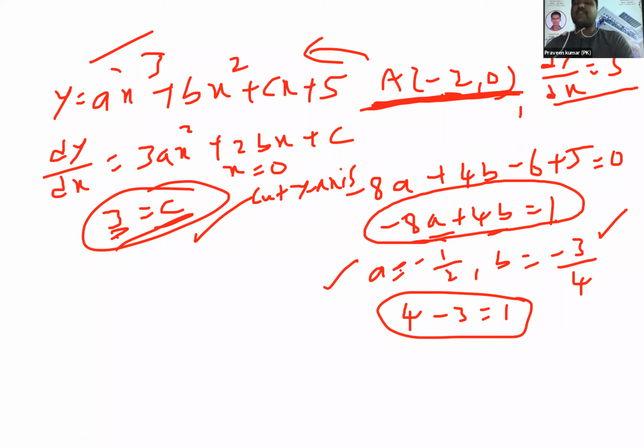Now, in the given equation, in place of x substitute -2. Then (-2) whole cube is -8a, (-2) whole square gives plus 4b, c is given 3, x is given -2, 3 times -2 is -6, plus 5 equals 0. -6 plus 5 is -1. Transfer to the right hand side, +1. Now go to the answer options. In place of a and b, substitute the values, which is equal to 1. That is the answer. So a is -1/2, b is -3/4, and c is 3.